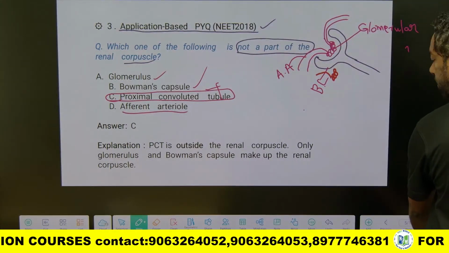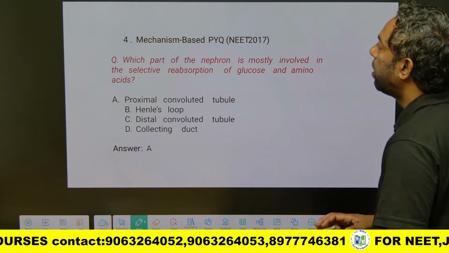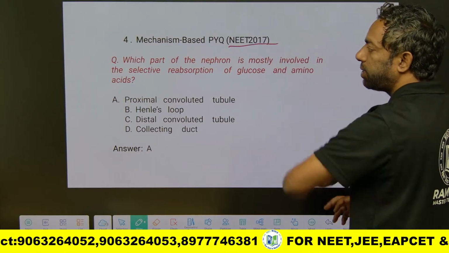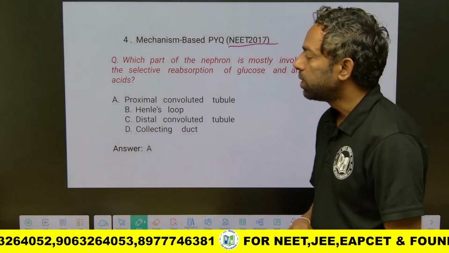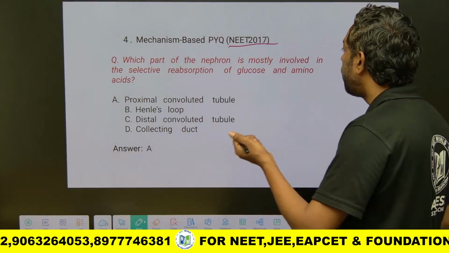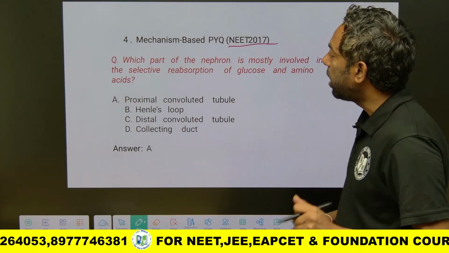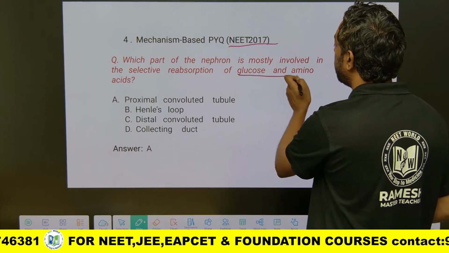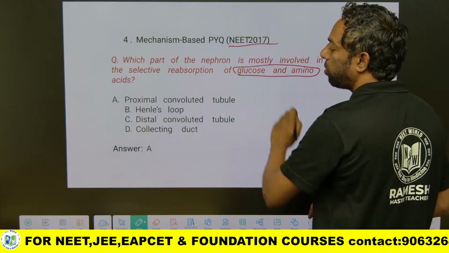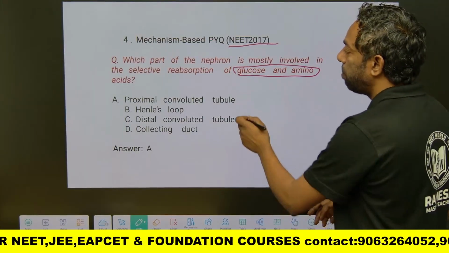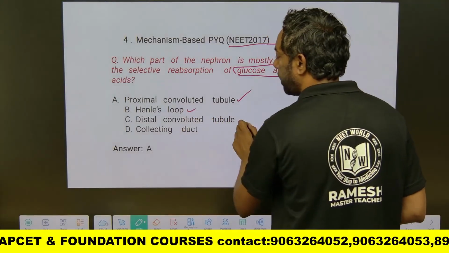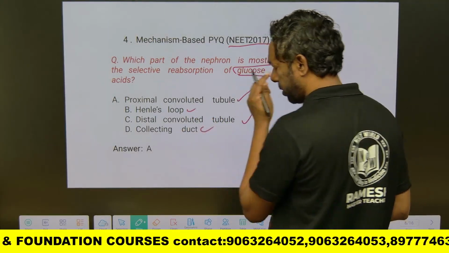Next question, a mechanism based question, NEET 2017. Which part of the nephron is mostly involved in selective reabsorption of glucose and amino acids? PCT, proximal convoluted tubule, loop of Henle, distal convoluted tubule, or collecting duct.